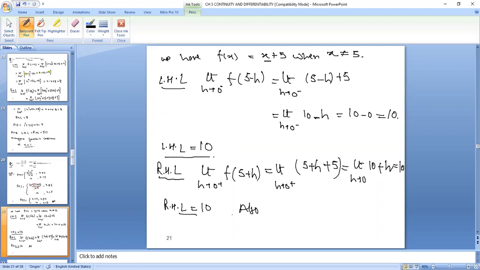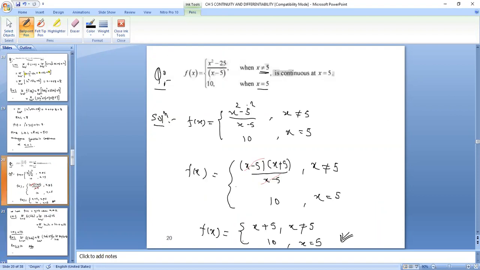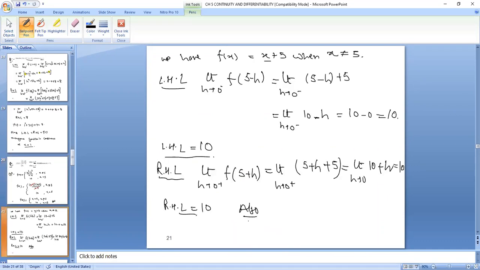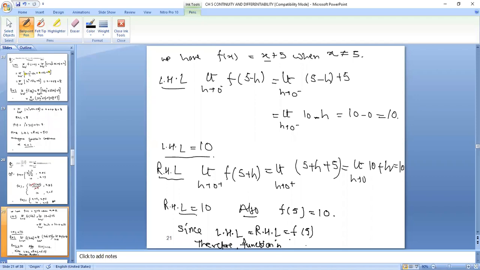Also, the value of the function is given to us. The value of the function when x equals 5 is 10. So we are given f of 5 equals 10. So since the left hand limit is equal to the right hand limit is equal to the value of the function, therefore the function is continuous at x equals 5. x equals 5 is the point of continuity.